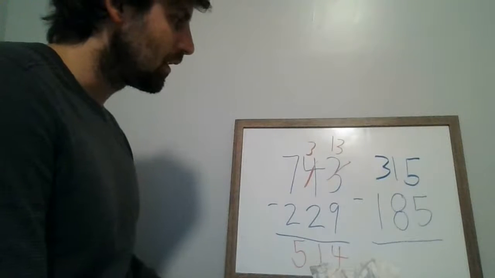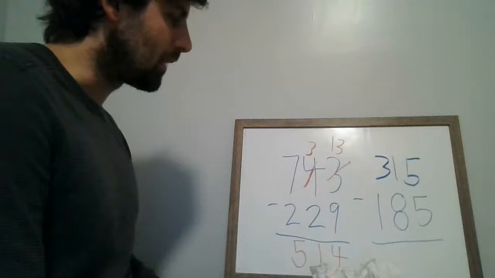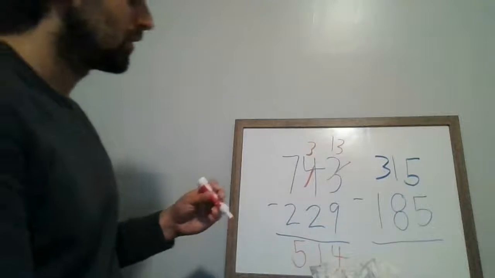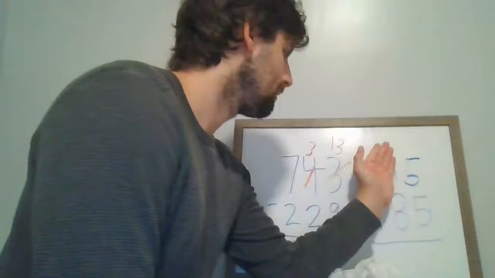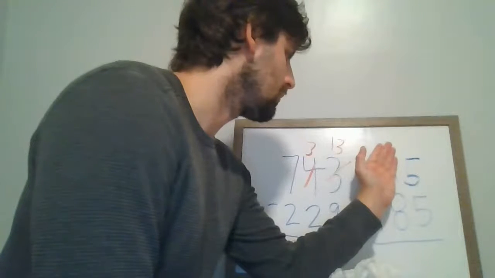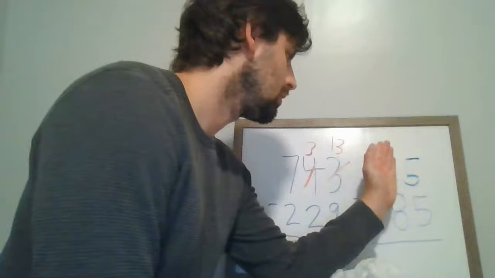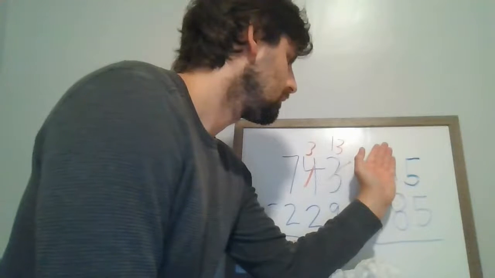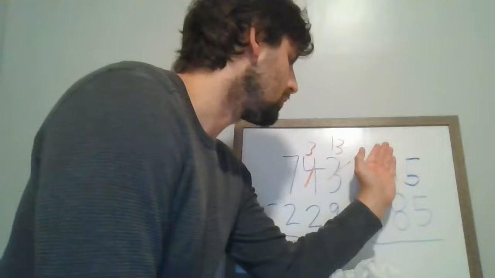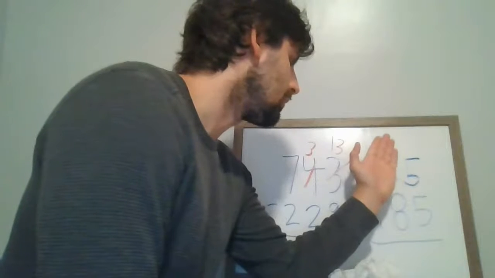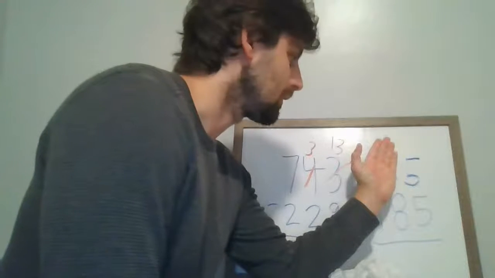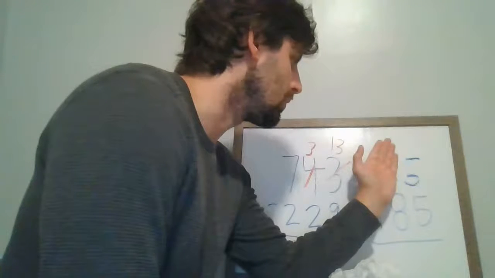315 minus 185. Looking in the ones place, 5 is the top number and 5 is also the bottom number. So we don't need to regroup in the ones place. We only regroup if the bottom number is bigger. If the number is the same, like in this problem, we would not need to regroup.